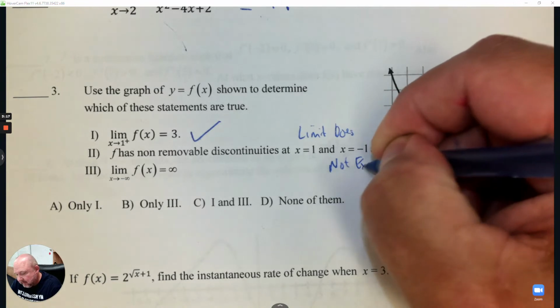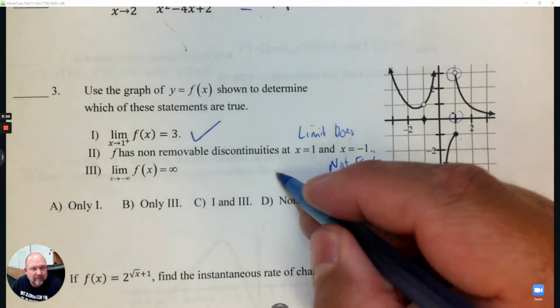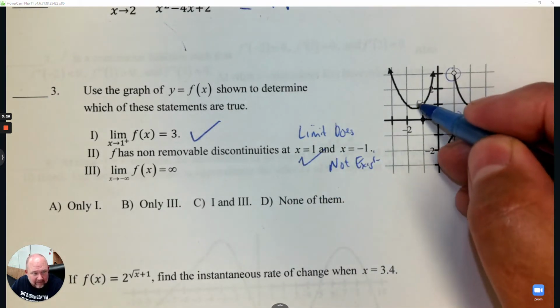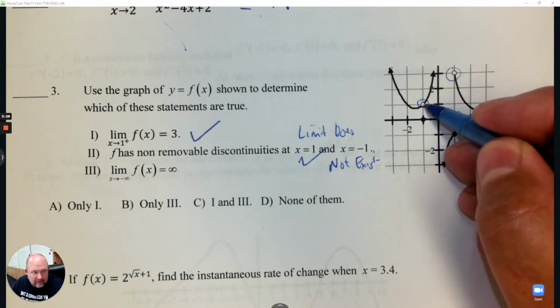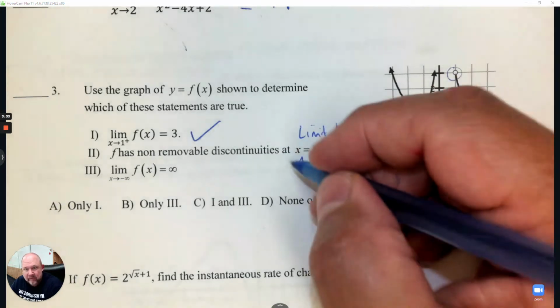Is that true? Does the limit not exist there? So at 1, does the limit not exist? Yep, that one works. At -1, does the limit not exist? Nope, the limit exists here because the left and the right agree. So this is non-removable, this is removable. So this one's false.